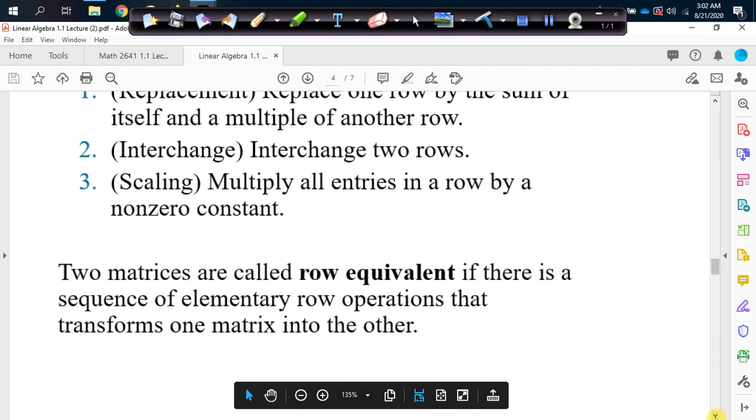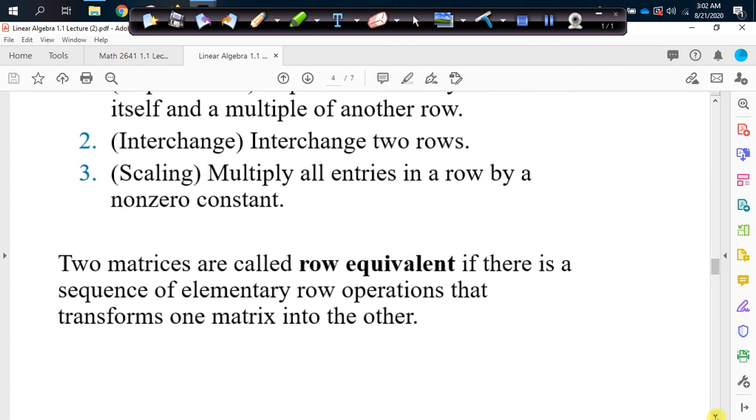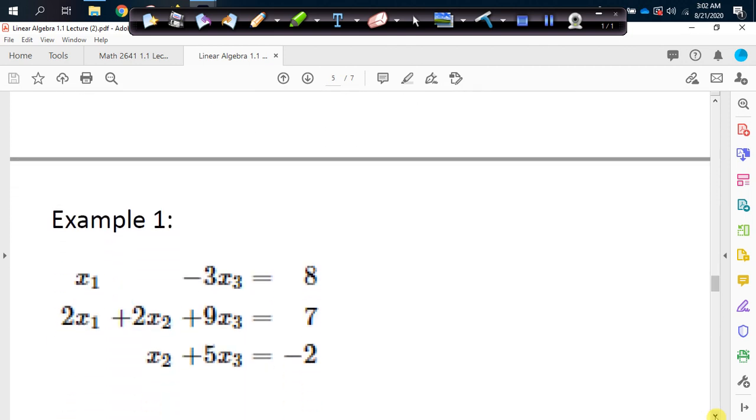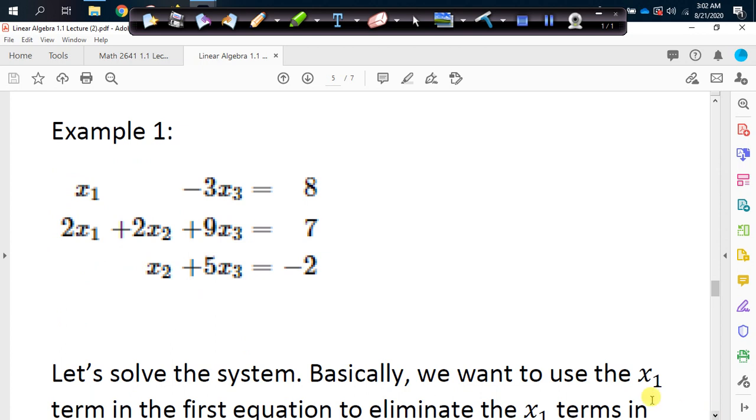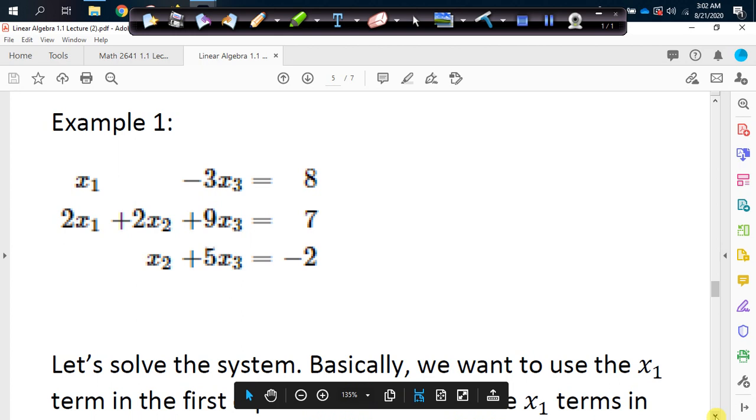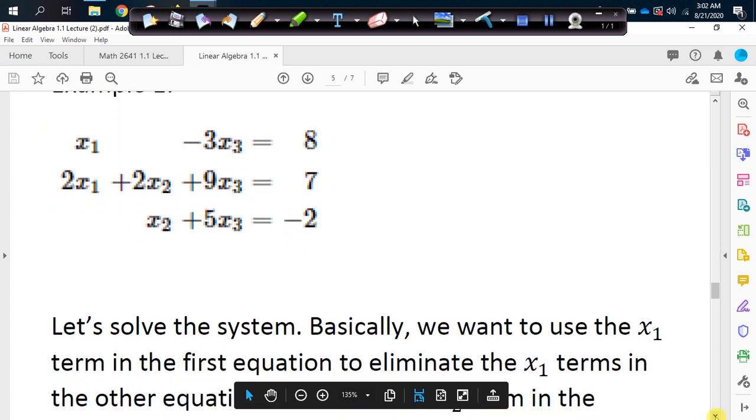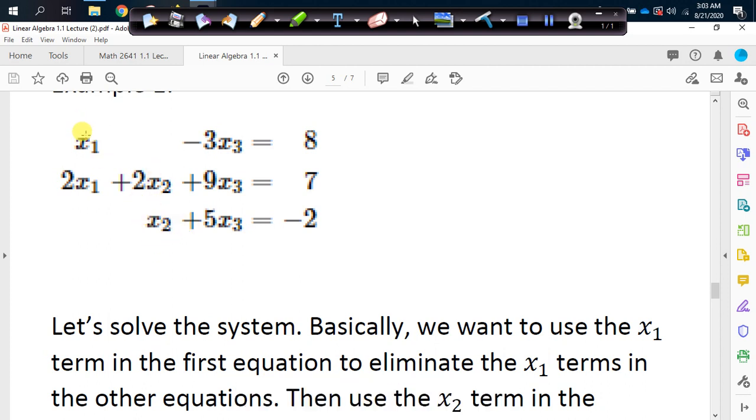And two matrices are called row equivalent if there is a sequence of elementary row operations that transform one matrix into the other. Now, this is example 1. We're going to solve this matrix. So, basically, we want to use the x1 term in the first equation to eliminate the x1 terms in the other equations. Then we're going to use the x2 term to eliminate this x2. So basically we're going to get zeros here below this x1, zeros here above and below this x2, and then we'll use the x3 term to eliminate these two. And then what we'll have is a matrix where we can just read off the solution set.